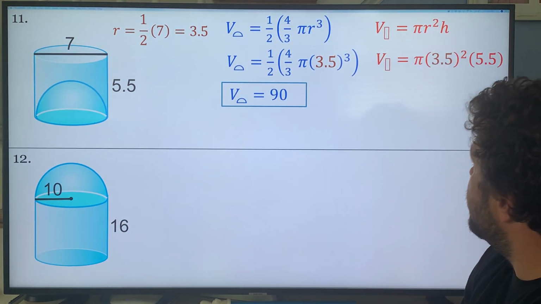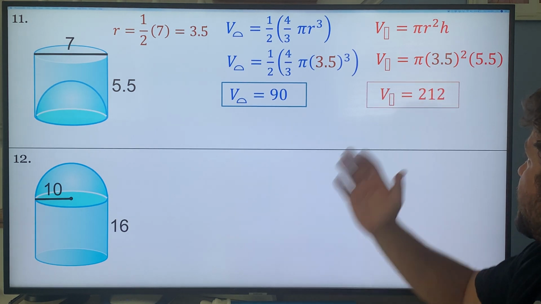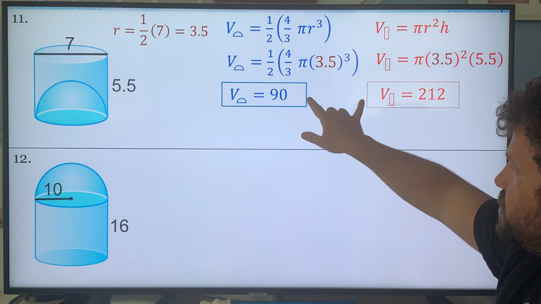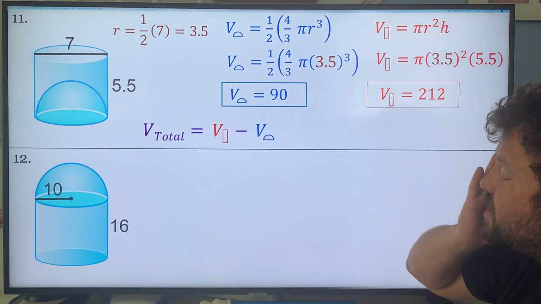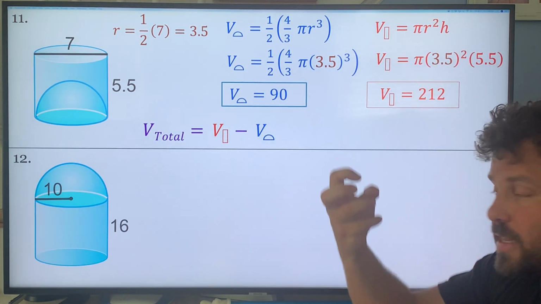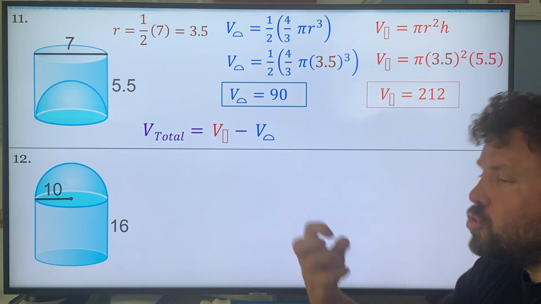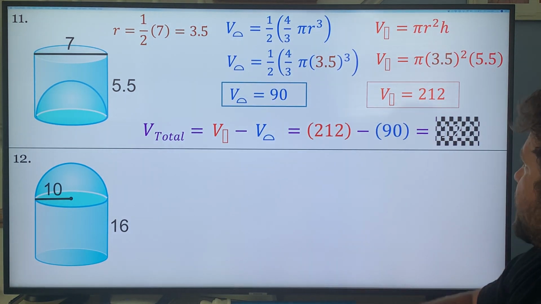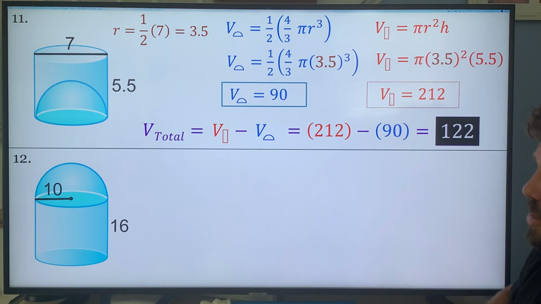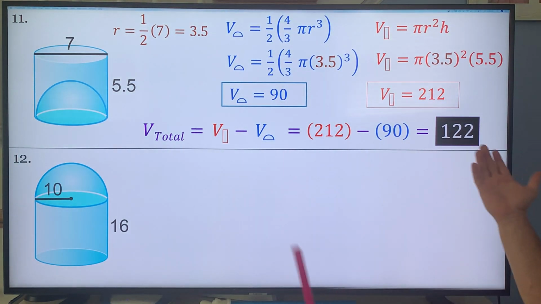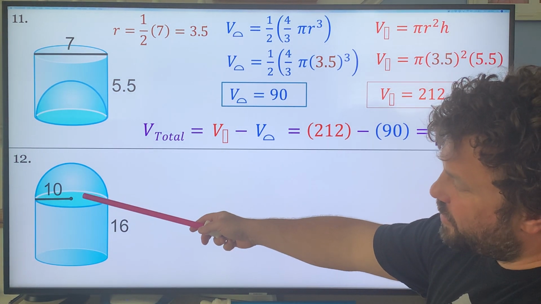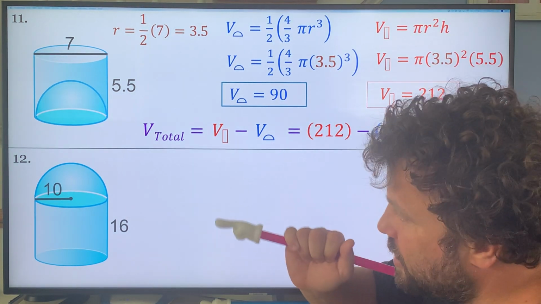Volume of the cylinder, pi times 3.5 squared times 5.5, is approximately 212 cubic units. Take these two numbers and what do you do with them? You subtract the two because you're carving out, once again, taking that hemisphere out of the cylinder. 212 minus 90 gives you approximately 122 cubic units. Ta-da!